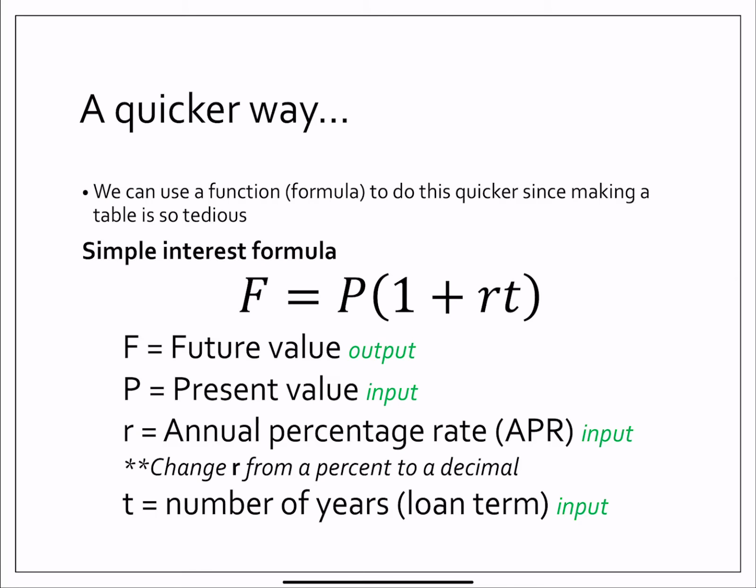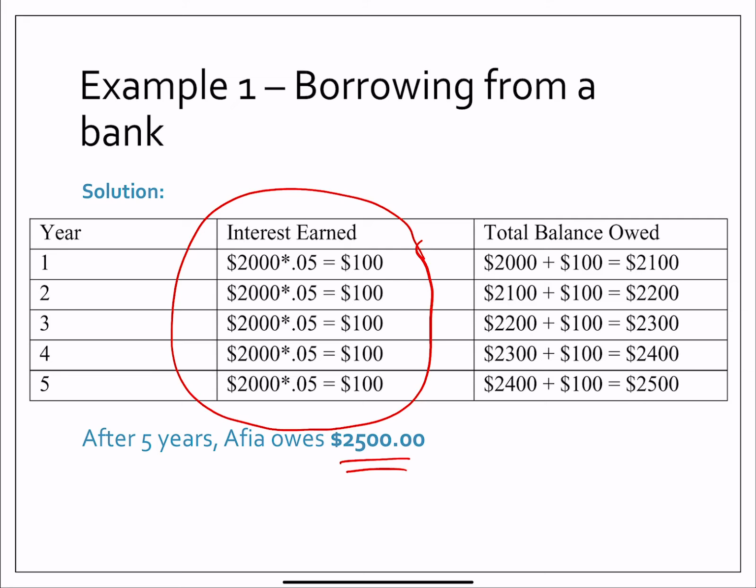Now, the problem is that, let's say we were doing this for 20 years, right? Would you really want to make a big old table like this out for the full 20 years? Would that even make sense? It wouldn't make sense. There has to be a quicker way to do it, right? If she was borrowing this $2,000 for 20 years, it wouldn't be fun to go and say, okay, we add another 100 for this year, add another 100 for this year, so on and so forth, right? So what we need to do is find a better way.